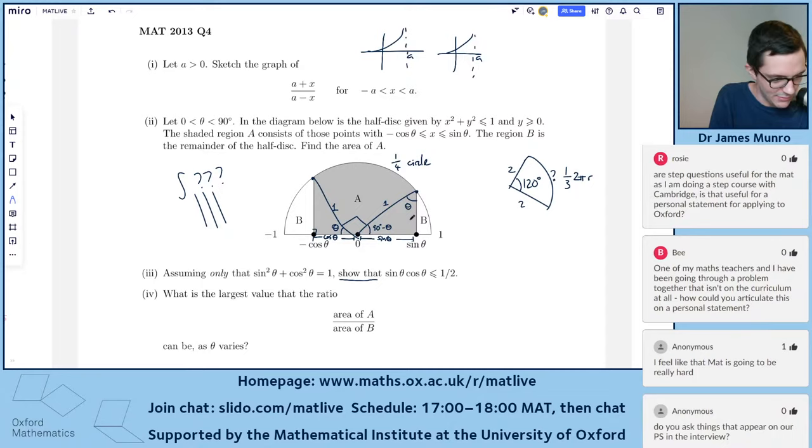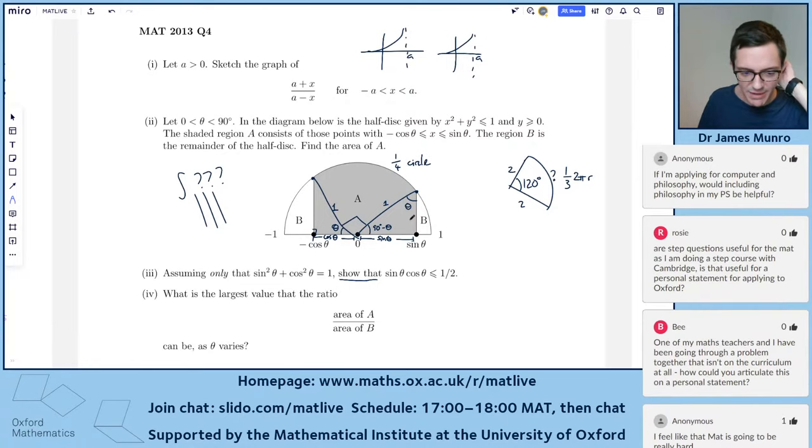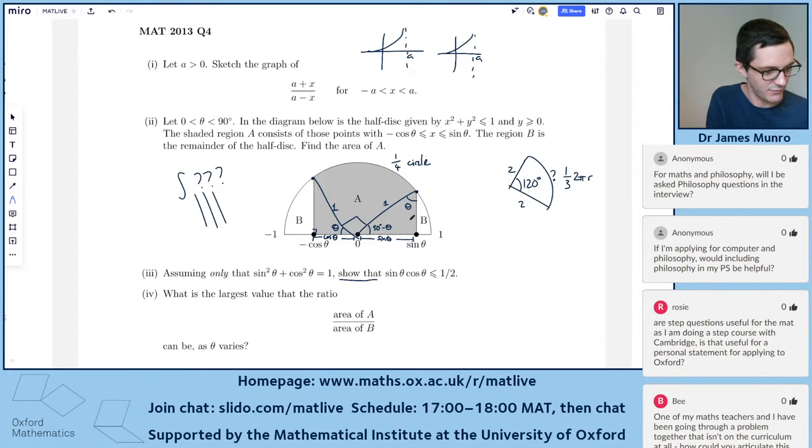Computer science and philosophy, including philosophy. I think they expect you to have an interest in philosophy if you're applying for computer science and philosophy. Probably have a philosophy interview where they'll talk about philosophy. If you're applying for a course, then they expect you to be interested in that course.